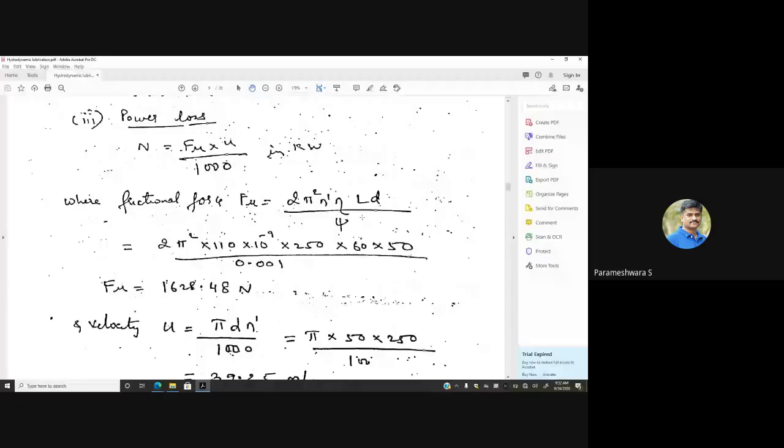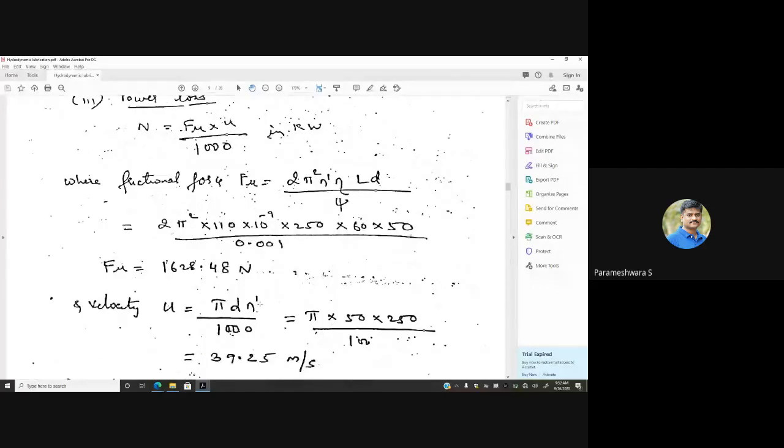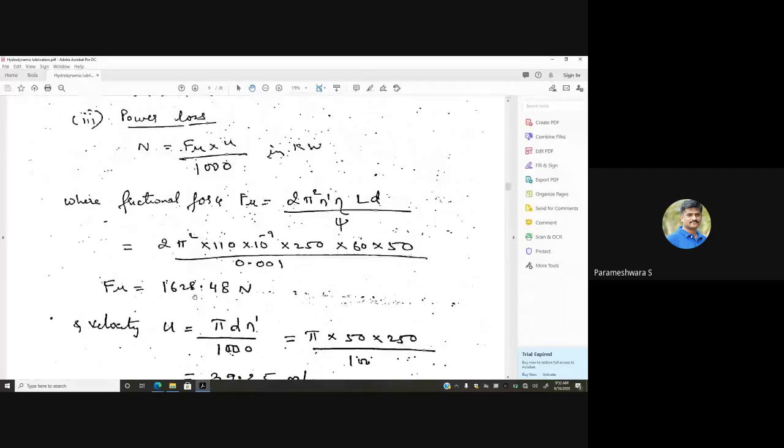So find out the frictional force. F mu is equal to 2 pi square N dash eta L D over psi. Again, it is a derived formula. Just a substitution and calculation. You need a velocity for finding the power loss. So the frictional force comes to be 1628.48 Newton.